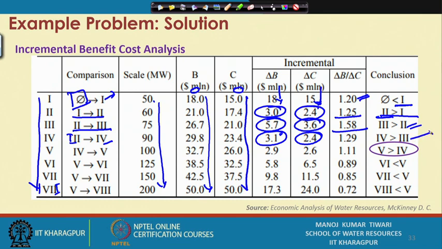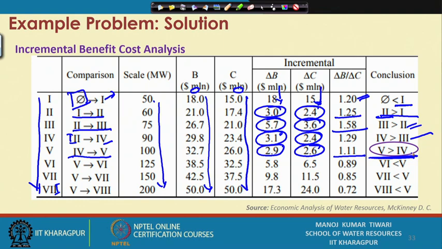Further, moving from alternative 4 to alternative 5, we see that an additional cost of $2.6 million is leading to an additional benefit of $2.9 million. So, here again we get a benefit to cost ratio of 1.11, and we will say that alternative 5 is actually better than alternative 4.